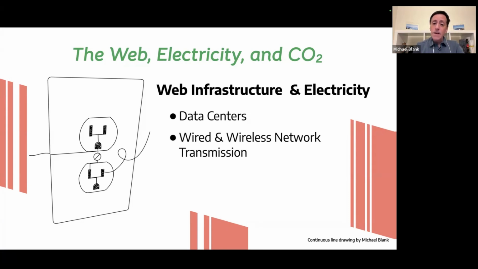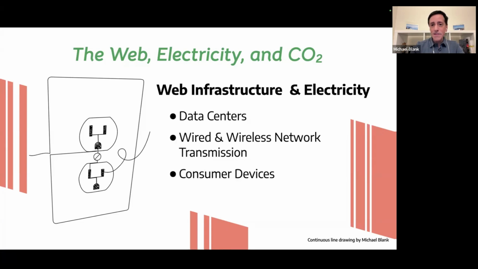Then you have wired and wireless network transmission. Data needs to be sent and received from the centers, and there are devices which control, send, and receive data through cables and the cell network, like routers and switches and wireless gear. These require power to transmit the data to reach you and the data that you send to reach the servers.